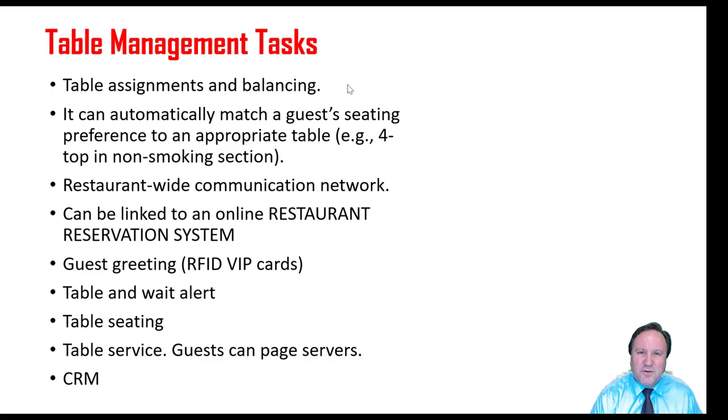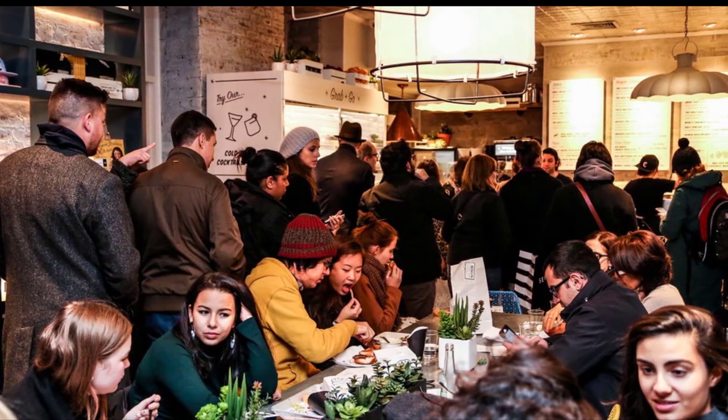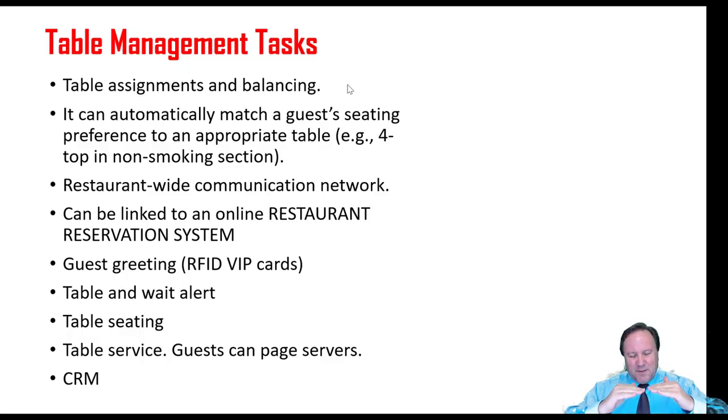Table and wait alert, again, you can see how long the wait is going to be. The table management system, depending upon where the guests are located in their meals, if three tables are eating their dessert, most likely in the next 10-15 minutes they are going to leave. So the table management system can actually code your waiting time.